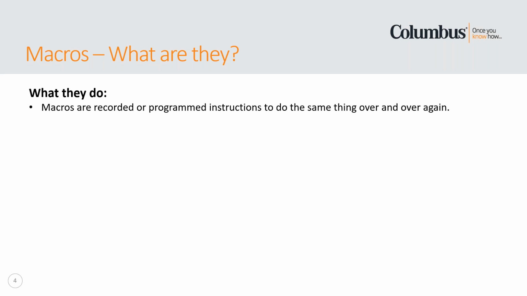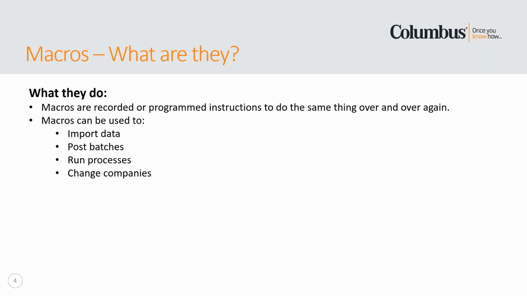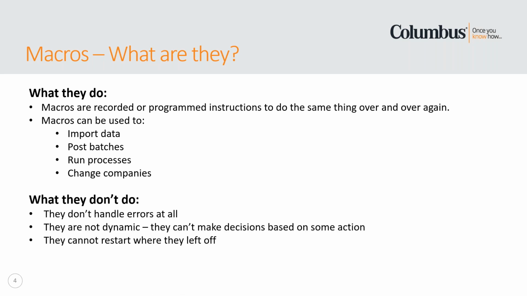However, even so, they can still do a lot of very important things. They can import data, they can post batches, run processes. We could even change companies with a macro, change between companies. But because of their limitations, there are some things they can't do very well.